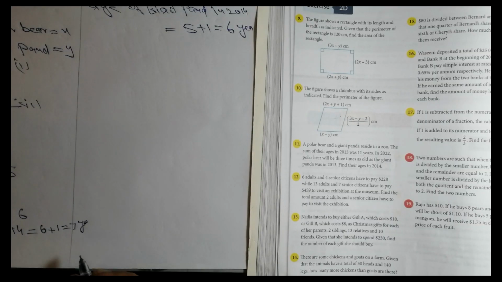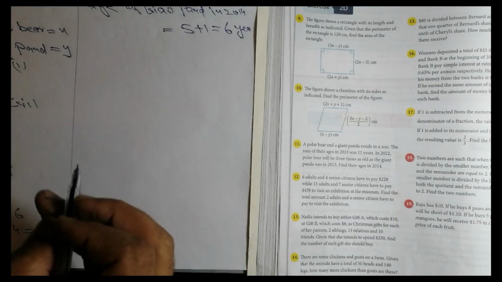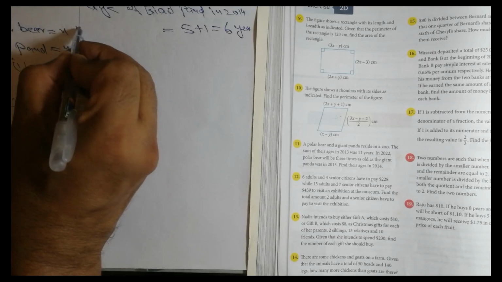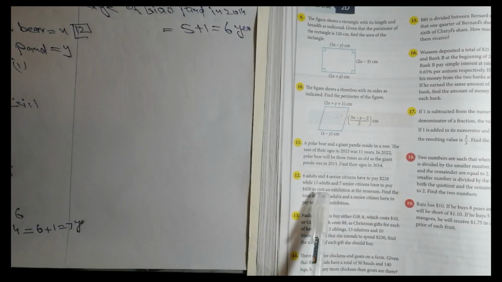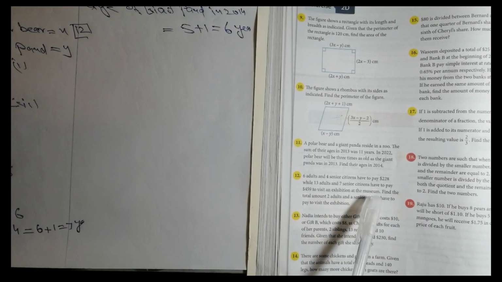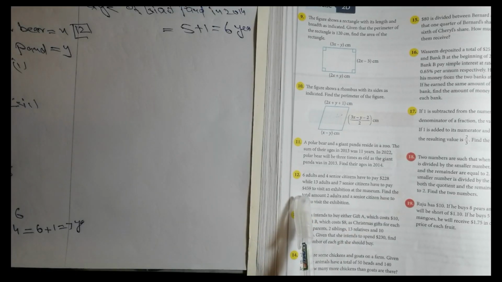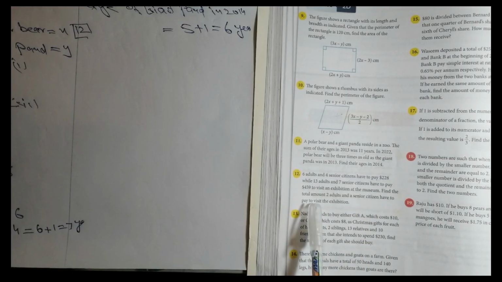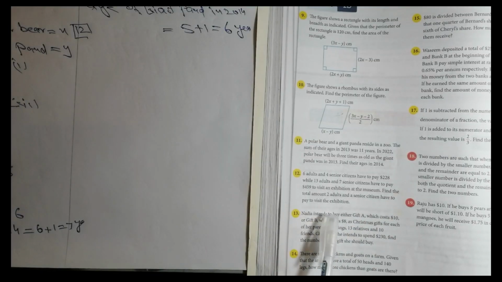So the next question is question number 12. Question 12: 6 adults and 4 senior citizens have to pay $228, while 13 adults and 7 senior citizens have to pay $459 to visit an exhibition at a museum. Find the total amount 2 adults and a senior citizen have to pay to visit the exhibition.